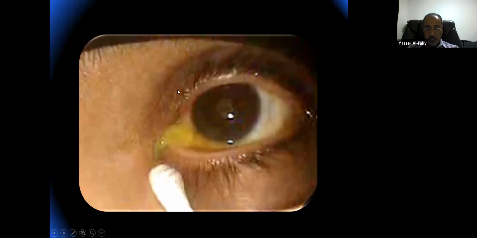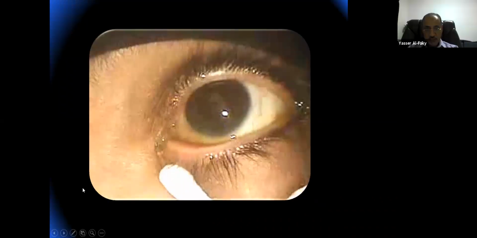This is the positive, and I'm going to show you this video. Can you see it here, Iman? Yes, it is clear. Okay, you see the discharge is coming? Yeah, there's discharge coming, mucoid discharge. Yeah, it is yellow in color. Or is it fluorescein?